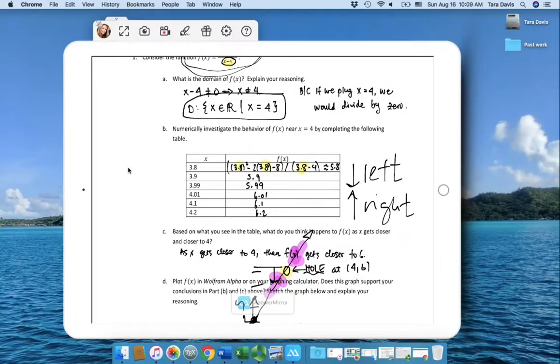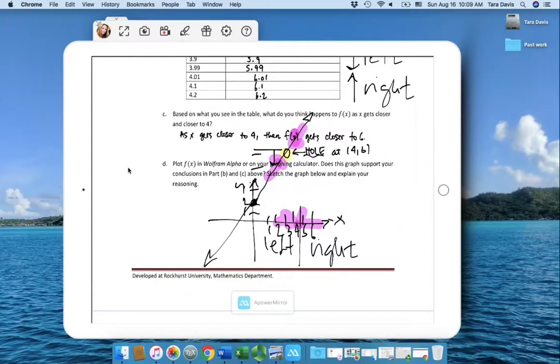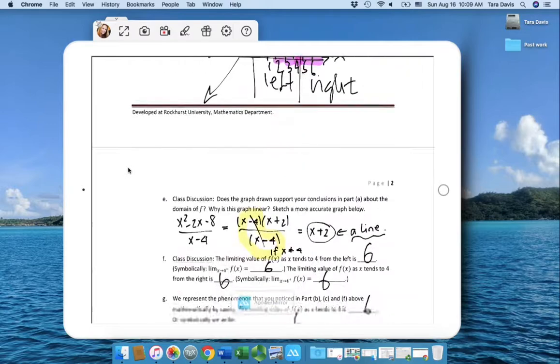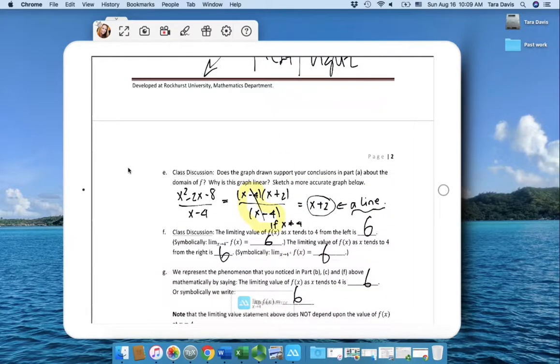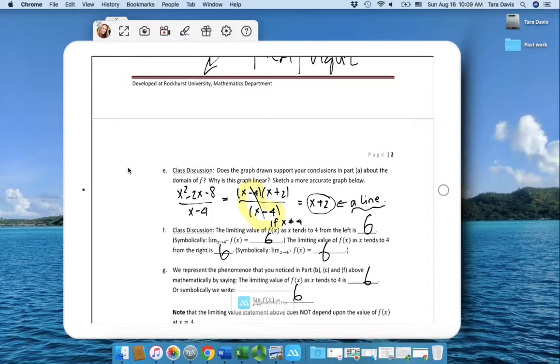The next one is to make a graph. Be careful because you have to take the hole into consideration, but looking at the graph, we see that as x gets close to 4, y gets close to 6. So this would be graphically, and the table would be numerically. We could also do it algebraically. Based upon the computation we did earlier, we can say that the limit as x approaches 4 of this function, because the limit as x approaches 4 is asking what happens when x gets close to 4 but not equal to 4, then we can do that cancellation.